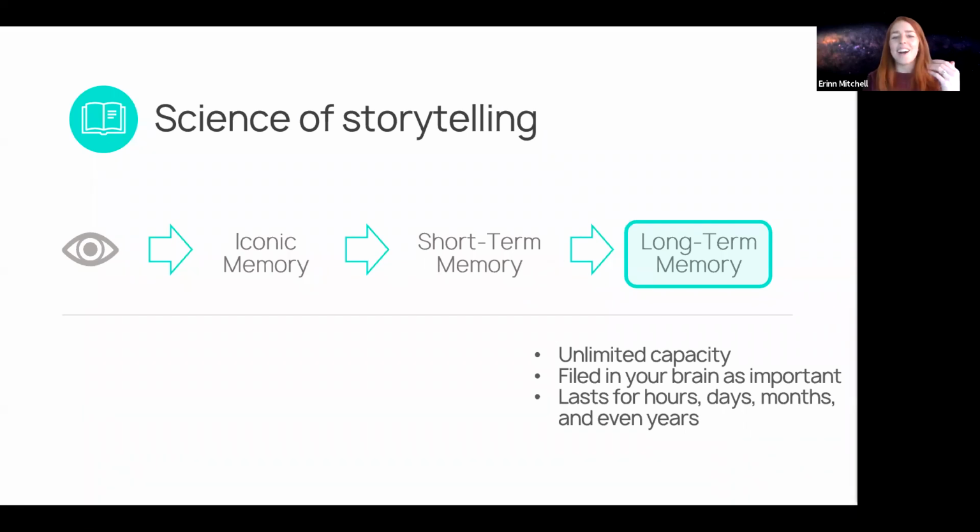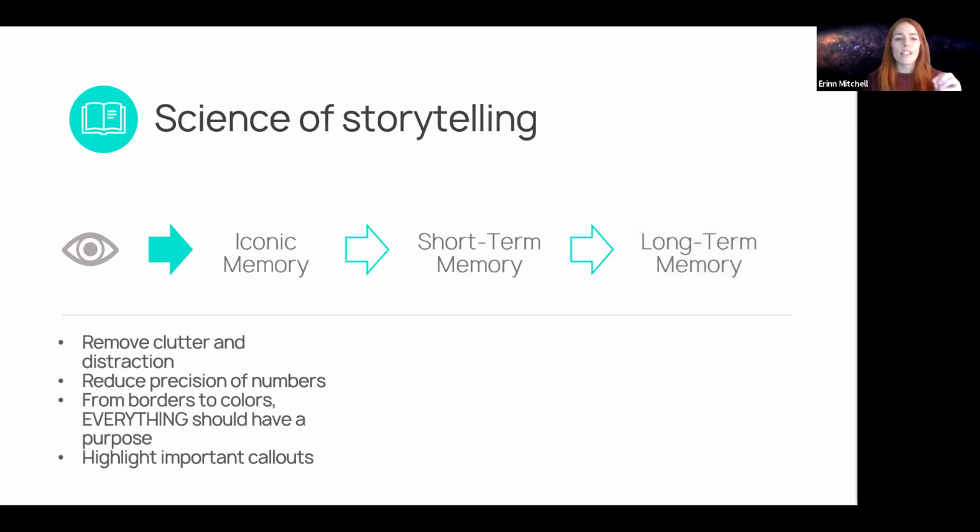long-term memory. There's unlimited capacity in your long-term memory. Once information gets passed to long-term memory, it gets filed into your brain because your brain interprets it as important. And your long-term memory can last for hours, days, months, and even years.